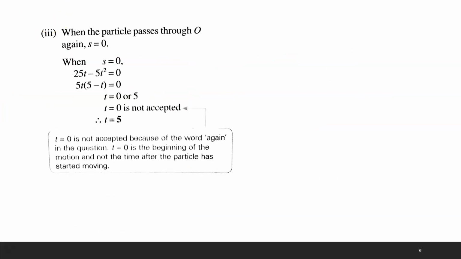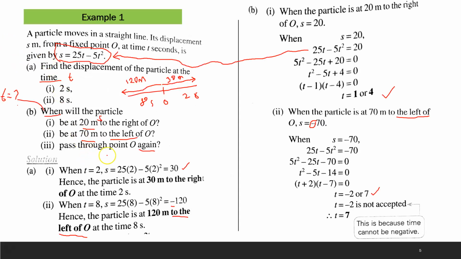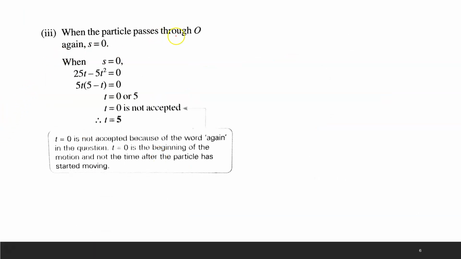Okay, and the third one, dia tanya pula soalan yang ketiga. Pass through point O again. Okay, this is quite different from the previous two examples. Yang ni special sikit sebab dia kata dia lalu balik point O tu. Pass through the point O again. Maksudnya dia dah bergerak and then dia patah semula. Okay, so when the particle passes through O again, the S equal to 0. Kenapa kat? Okay, nanti kita akan explain why is it the S equal to 0.